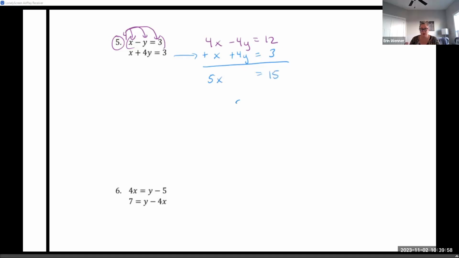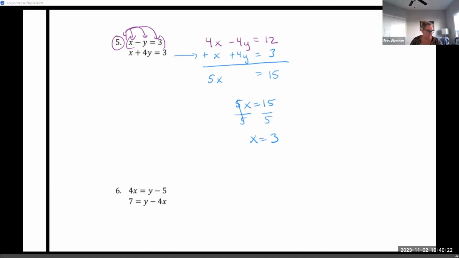Again, what happened to the y's? Well, we made them disappear because we intentionally created values that were opposite from each other, right? Negative 4y, positive 4y, they cancel. So we'll divide both sides by 5 and get x equals 3. So it doesn't matter, again, which equation you choose. Any of them are fine.